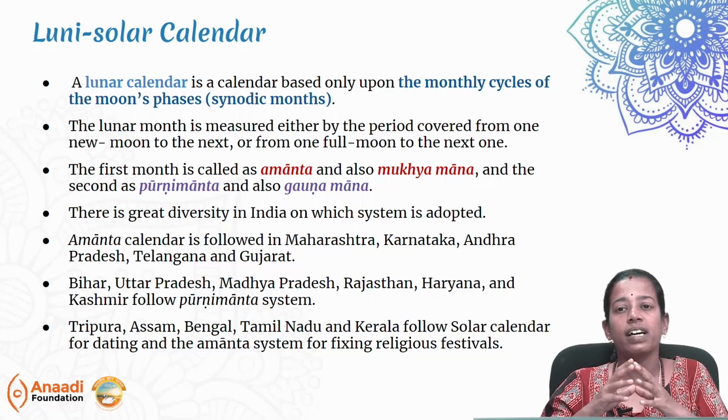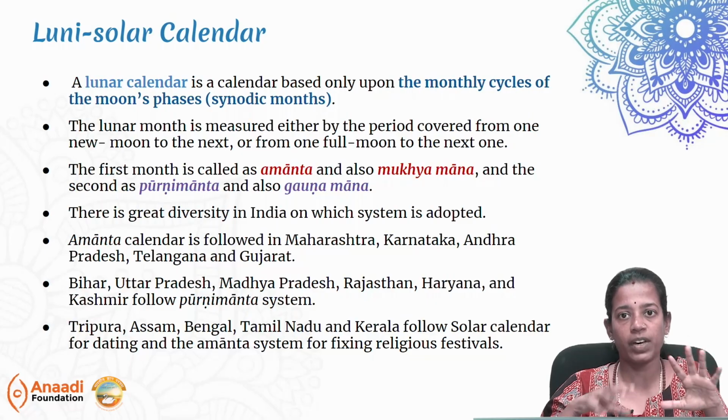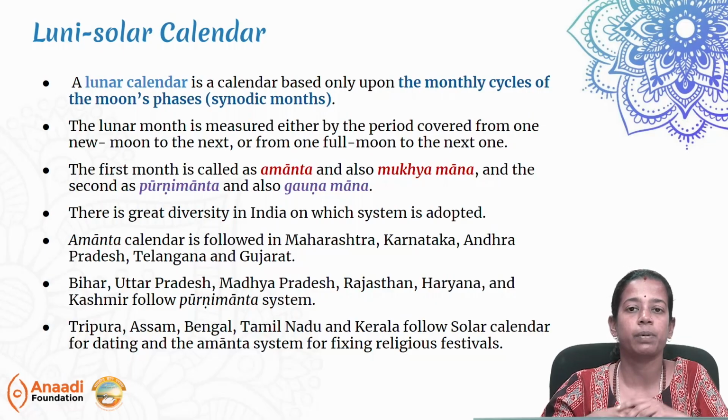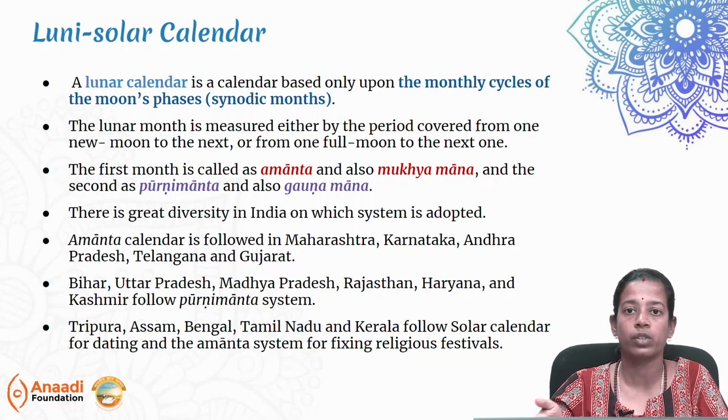So, broadly, the lunisolar calendar has two parts. The lunar part, wherein we will track the movements and the aspects and especially the time aspects related to the moon, and the solar part, wherein we track the movements and the aspects related to that of the sun.